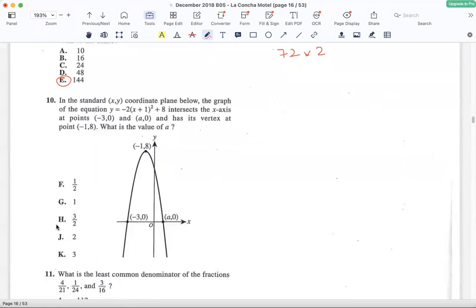In the standard xy coordinate plane, the graph of the equation y is equal to -2 (x plus 1) whole squared plus 8 intersects the x-axis at points -3, 0 and a, 0 and has its vertex at -1, 8. What is the value of a? Okay, so the axis of symmetry for this parabola will be x equal to -1. So this is 2 units to the left. So this point has to be 2 units to the right. So negative 1 plus 2 is 1. So a would be 1.